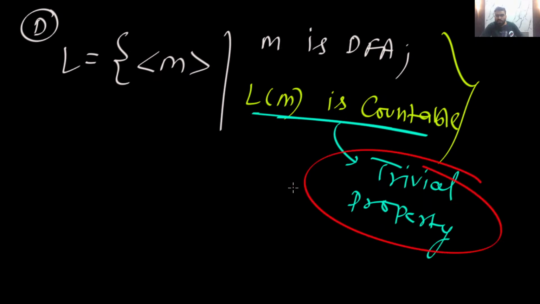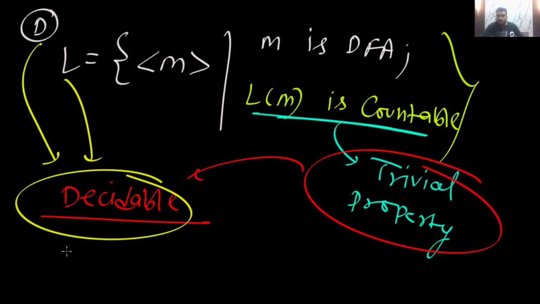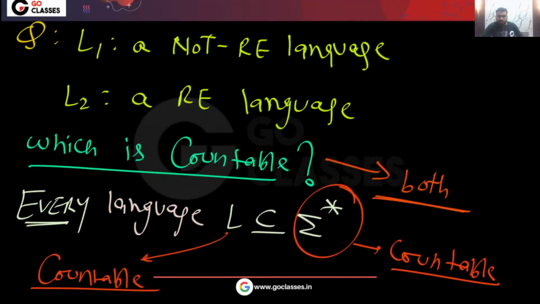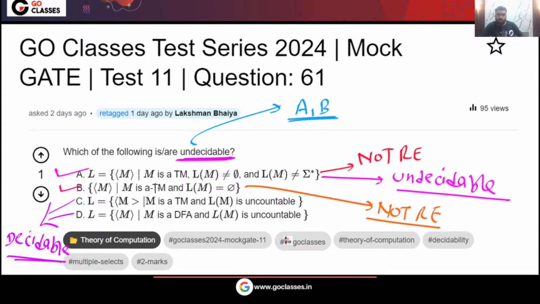And anything which is trivial is always decidable. Trivial property is always decidable. You can take any trivial property; it will always be decidable. Is this clear? Because this is a trivial property, remember every language is countable. Whether you take a not RE language or an RE language, every language is a subset of sigma star. So these two are decidable. For this question, the question is asking what is undecidable. The answer will be option A, B. Is this clear? Please tell me.